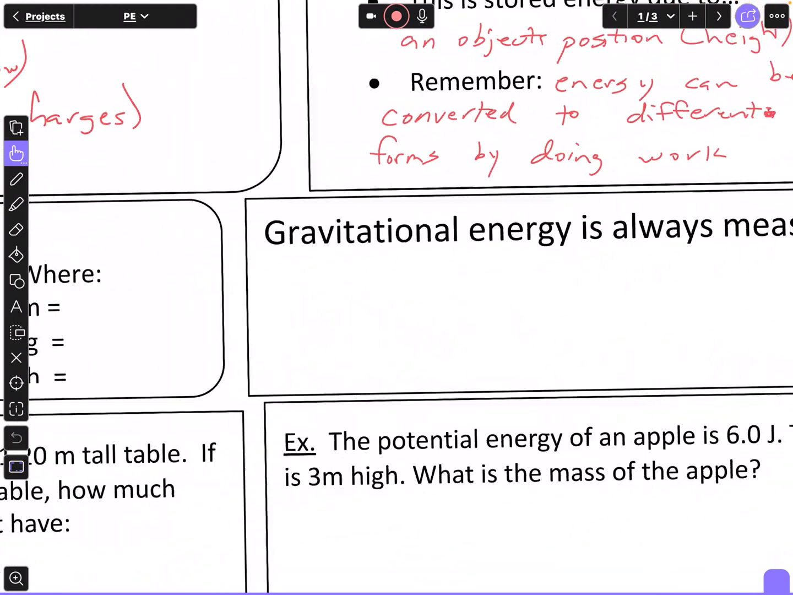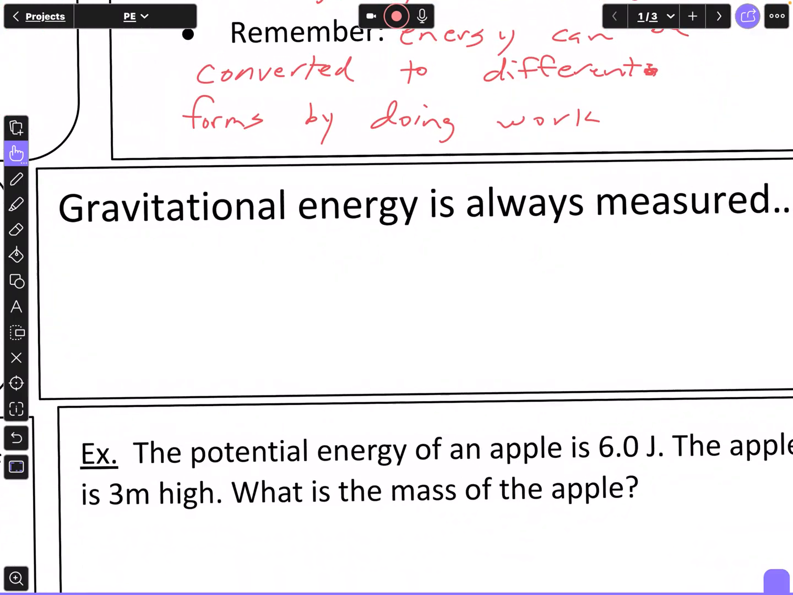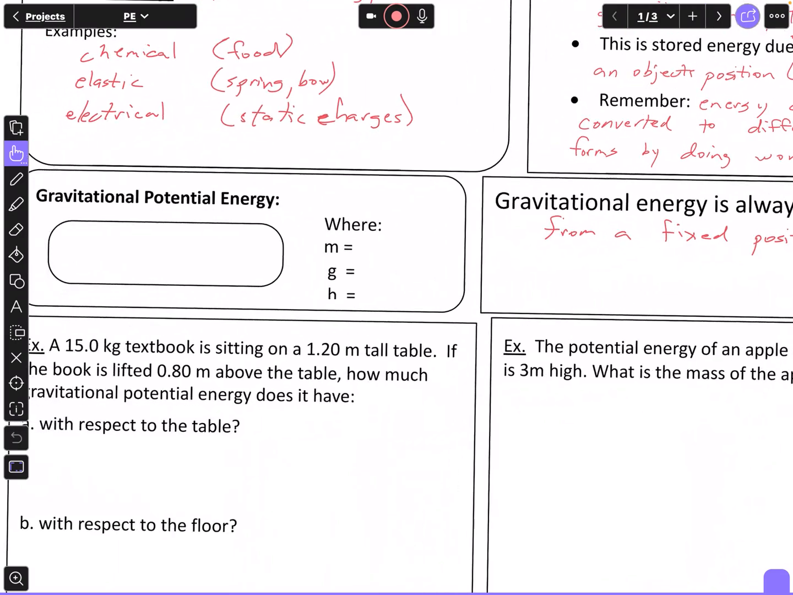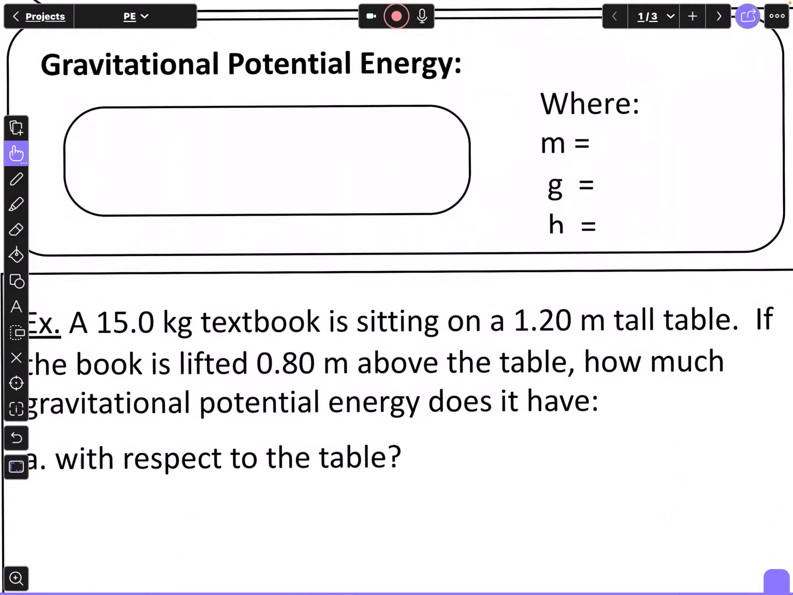And gravitational energy is always measured from a fixed point, let's say a fixed position, always relative to the ground or relative to the table, whatever it tells you in the problem. So our equation is this. I write potential energy a lot of times as just PE equals, and the equation is mgh.